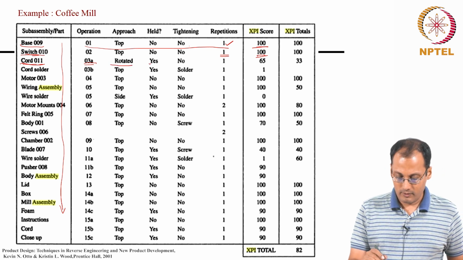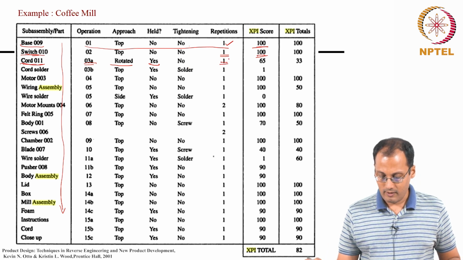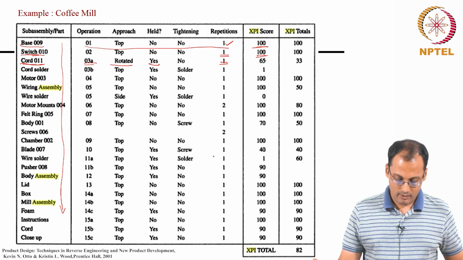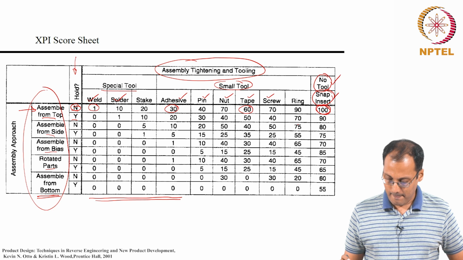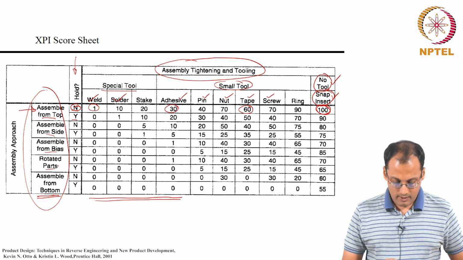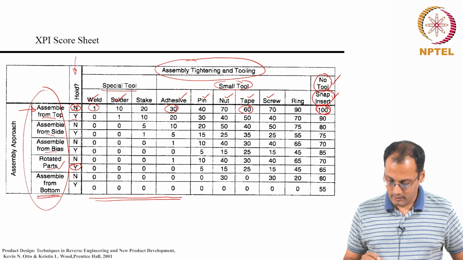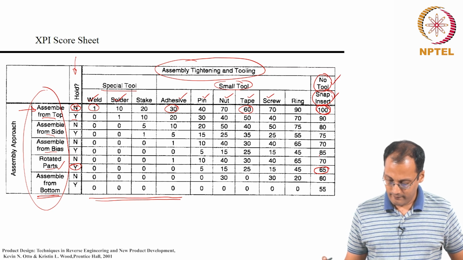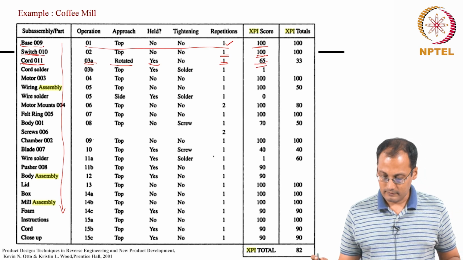This is rotated and you need to hold it down, and this is also repeated only once. So, if we see the table, the corresponding number corresponding to that is... the parts are rotated and you need to hold the component. So, the score is 65. So, that is what has been written here.